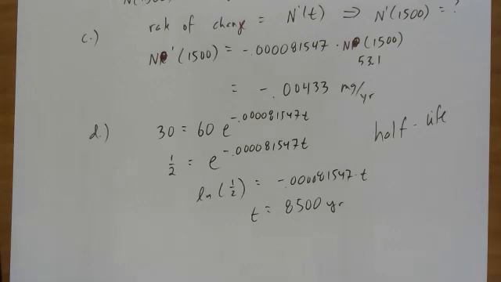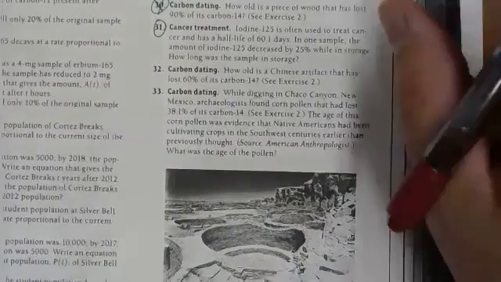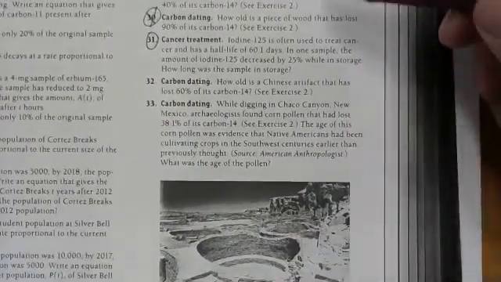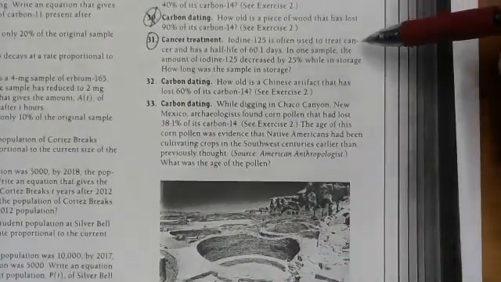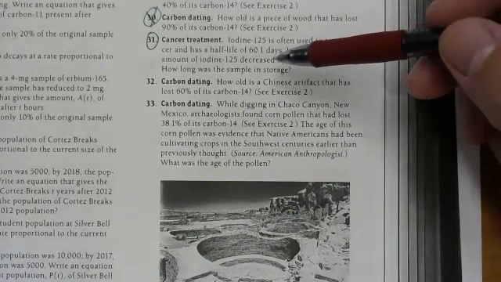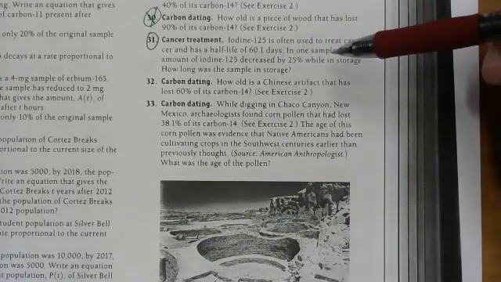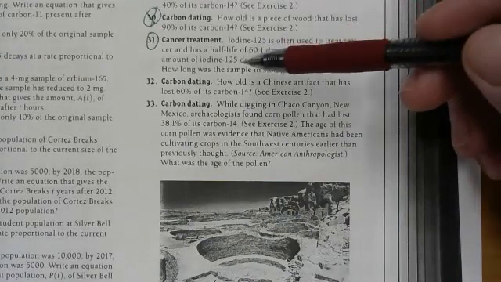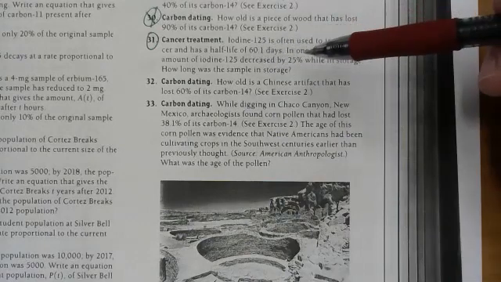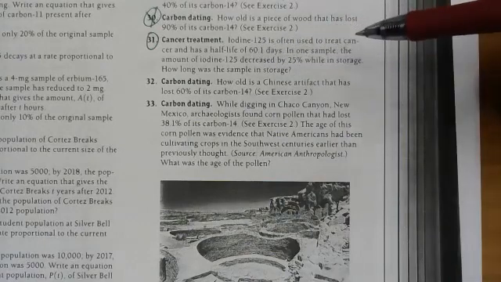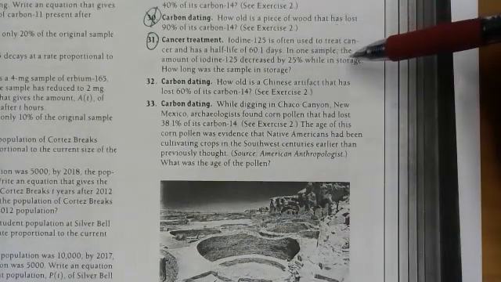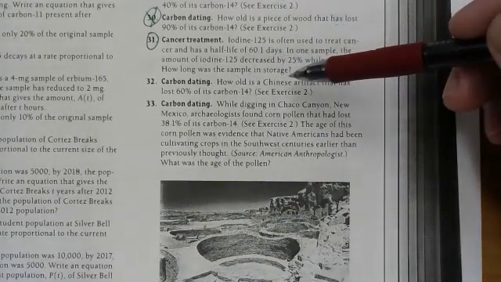All right, here it is, number 31. Last one. Iodine 125 is often used to treat cancer and has a half-life of 60.1 days. In one sample, the amount of iodine 125 decreased by 25% while in storage. How long was the sample in storage? Wow.